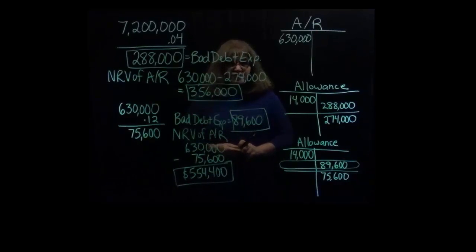That concludes our demonstration of the two different methods for calculating the allowance for uncollectible accounts and bad debt expense.